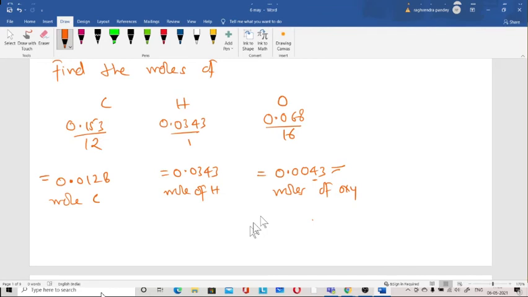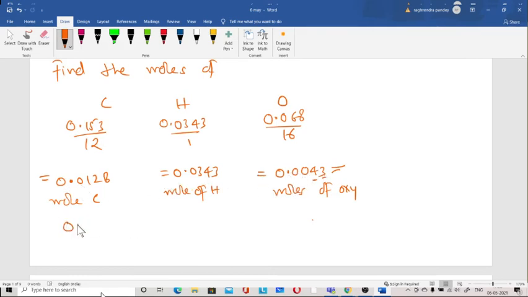0.0343 divided by 0.0043. So it is 7.9. Use the complete number; it took 0.0343 divided by 0.0043. You have to use all the digits, because it will change the entire scenario. Okay, I am getting 7.97. So you have to divide all of them by the lowest number.